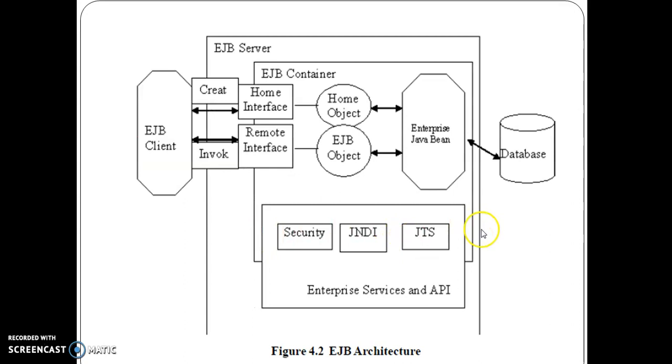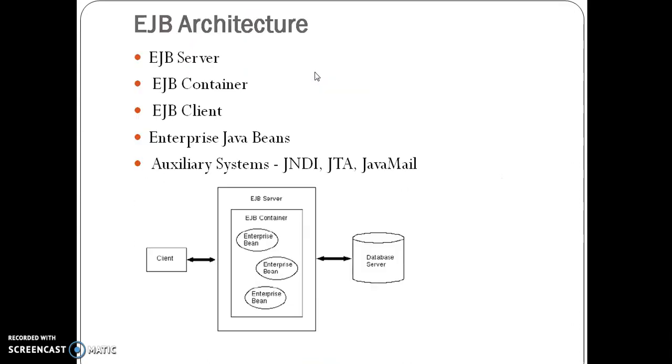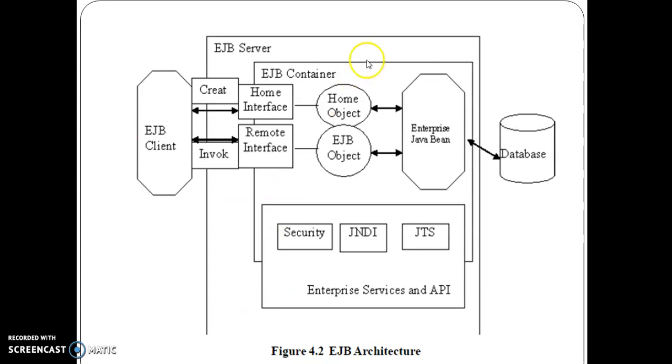Now this is the EJB architecture. If you see here, the EJB client will be there, the client which wants to access the application. Next, this is the EJB server. Here is the EJB container. In the previous slide, we have seen only the container inside the EJB server. In detail, inside the EJB container there will be the home interface, remote interface, home object, EJB object, and this is our enterprise Java bean. This is a database, and these are some services like JNDI, JTS, security. Now we will see each and everything in detail: what is the EJB server, what is the EJB container, and so on.